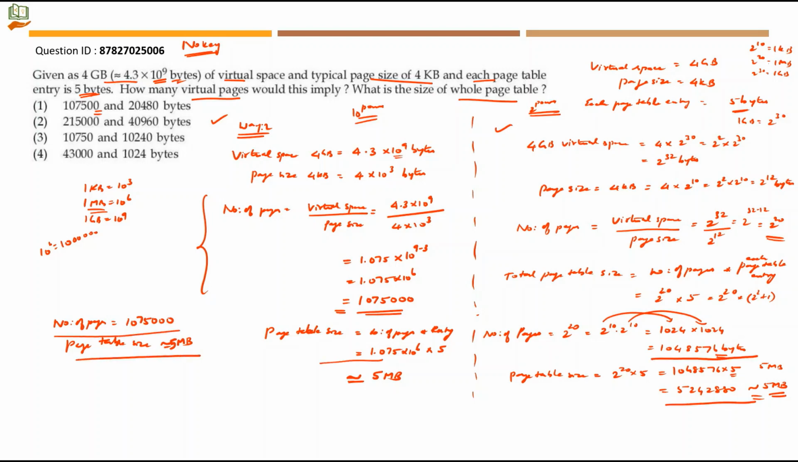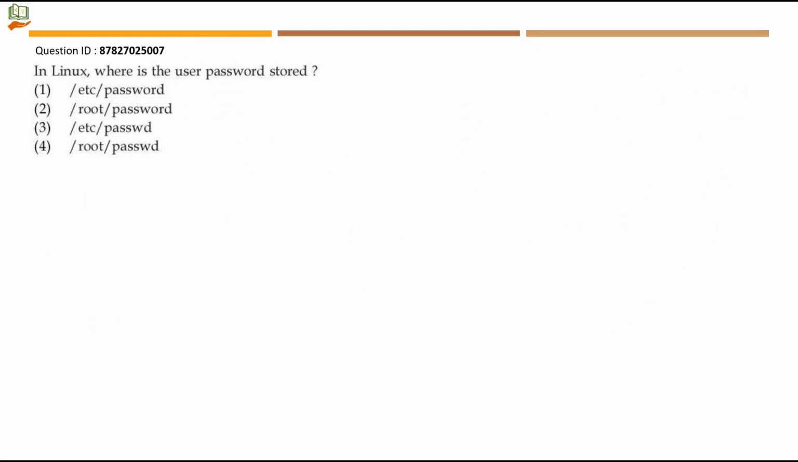If you multiply 5 into 1.075, you will get 5.375 into 10 to the power 6. So this will be 5375000.